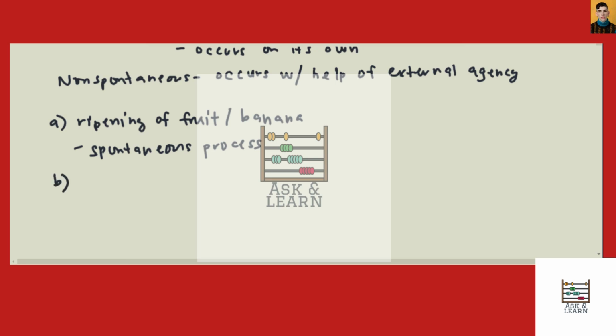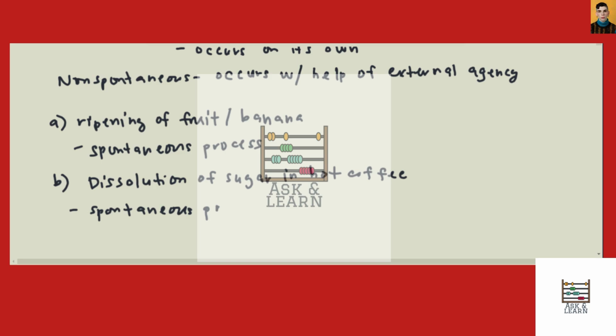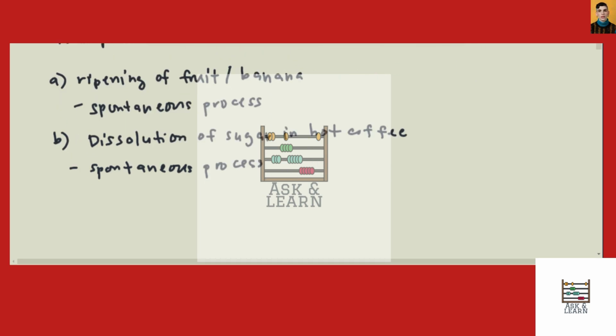Next is dissolution of sugar in hot coffee. When placed in hot coffee, what happens to the sugar is that it naturally dissolves. So thus, it is a spontaneous process. It is even more spontaneous when you place it in hot coffee than in cold coffee.